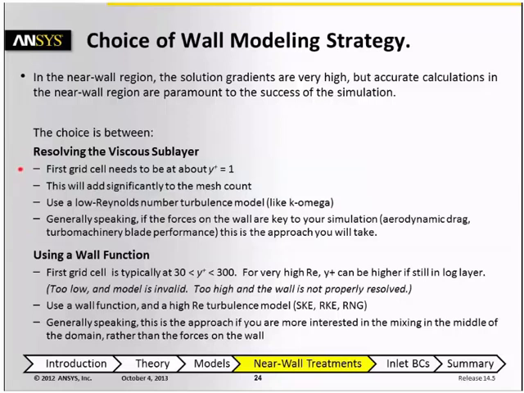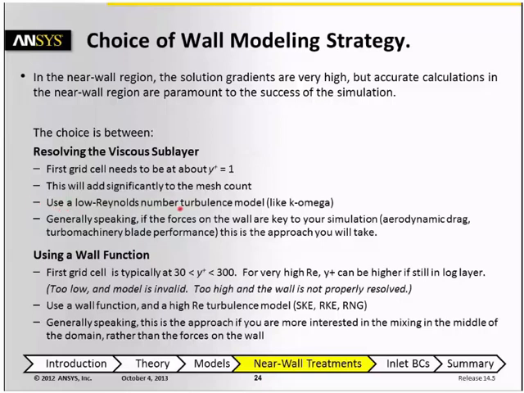If the viscous sublayer resolving strategy is selected, the distance of the first grid point from the wall should correspond to a y plus value of about 1, and as you can guess, this can add significantly to the mesh count. A low Reynolds number turbulence model, like one of the k-omega models, should be used.